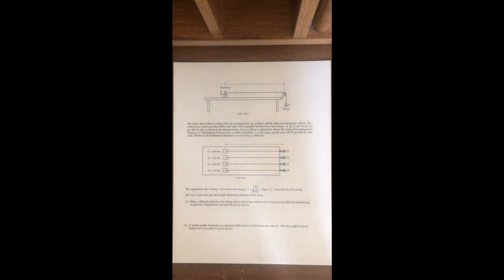Given that v equals the square root of force of tension divided by m divided by L, and that force of tension is the same for all of the strings, it must be m divided by L that is changing to result in the changing velocities. So for part B, a student graphs frequency as a function of the inverse of the linear mass density. Will the graph be linear? Explain how you arrived at your answer.